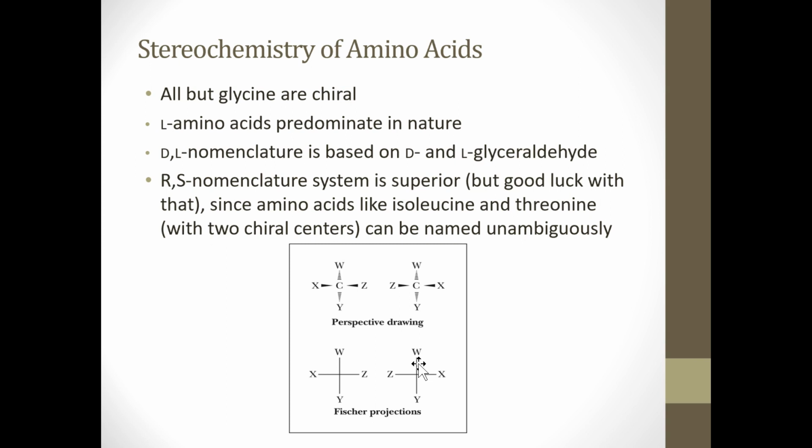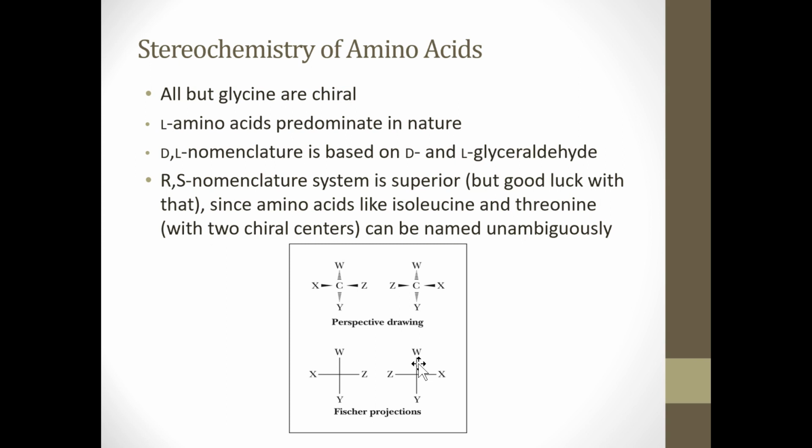So let's talk about stereochemistry of amino acids briefly. Like I said before, every amino acid other than glycine is chiral. That's also one of the gimme multiple choice questions you see on biochemistry exams. What is the only achiral amino acid? Glycine.